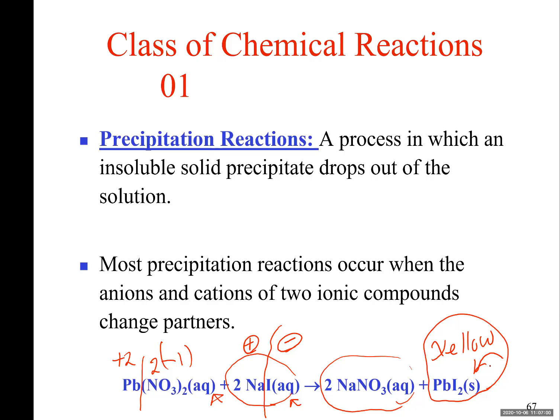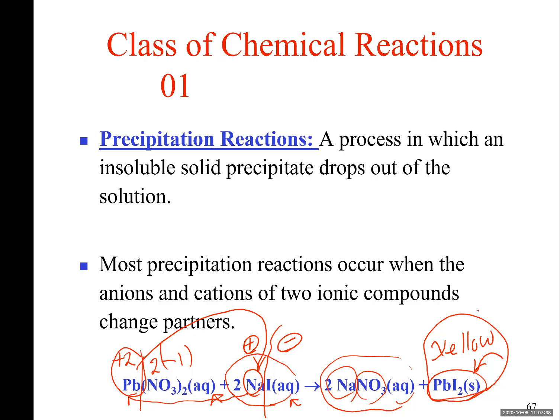Then you can predict the product by replacing, switching partners like square dancing. So the ionic metals are going to replace each other because they both have positive charge. So Pb is replacing Na and you get PbI2. So Pb and I are now partners together, and sodium is going to replace Pb and becomes a partner with NO3. So this is the chemical equation.